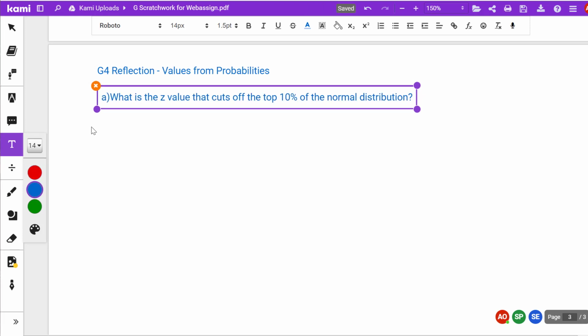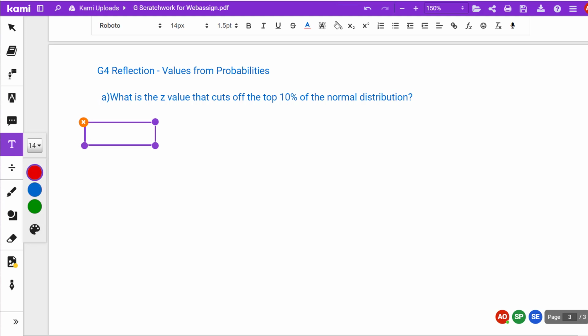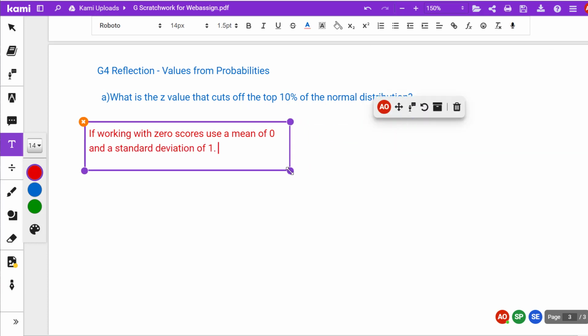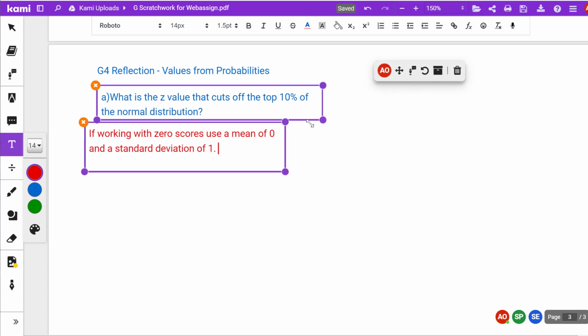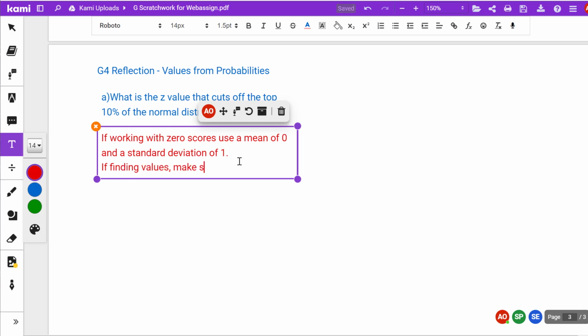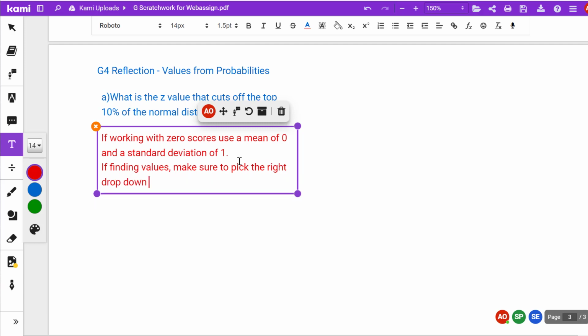So what that means is if you're working with z-scores, use a mean of 0 and a standard deviation of 1. So that's how you set up your model. So you're going to be doing Statlet. And the other thing is, if finding values, make sure to pick the right drop-down in Statlet. And I'll show you. I might modify my sentence there in a second.